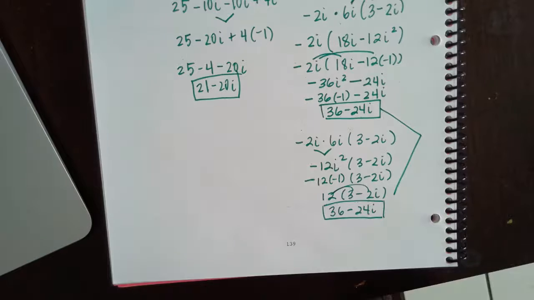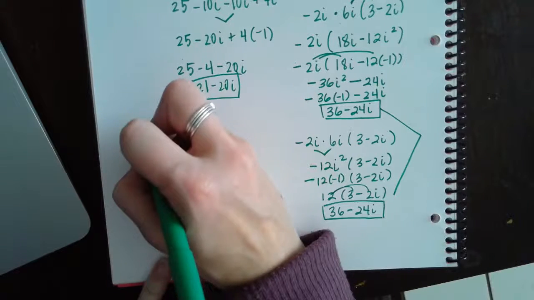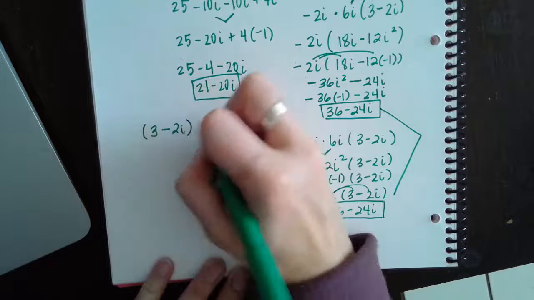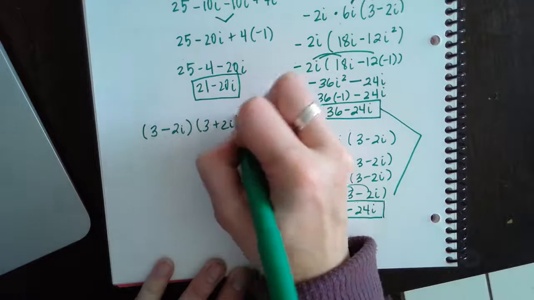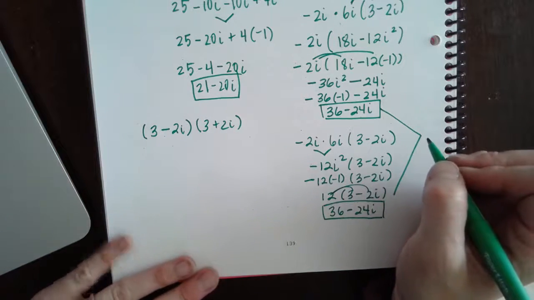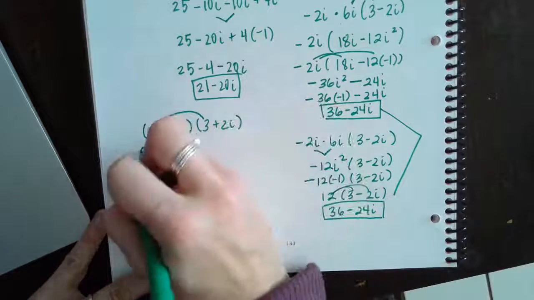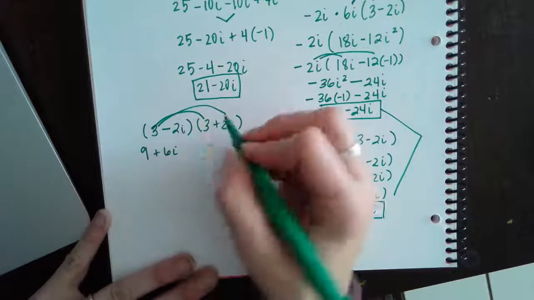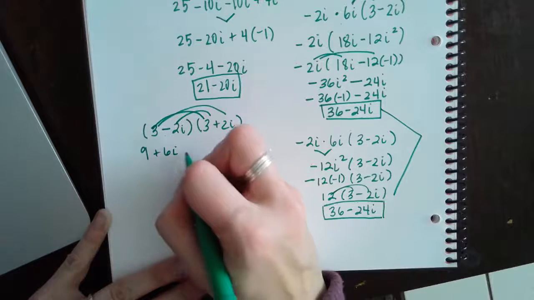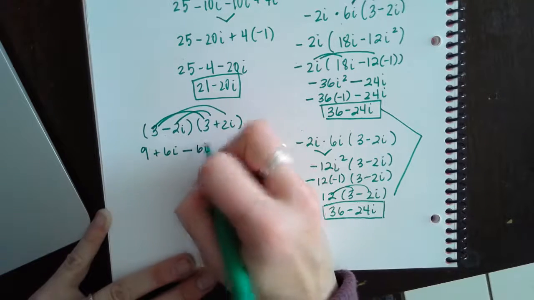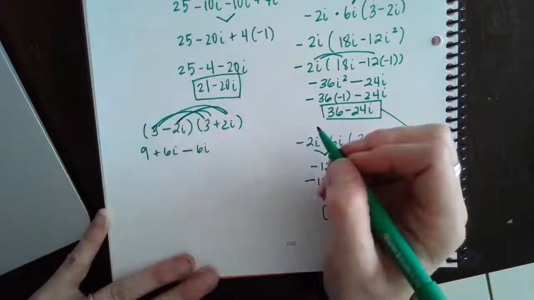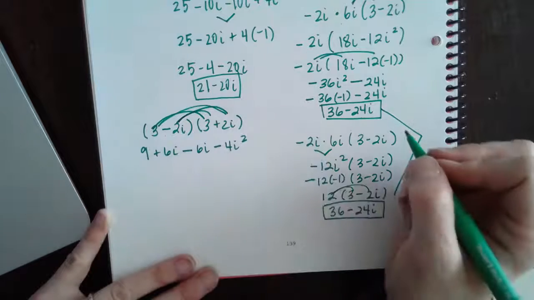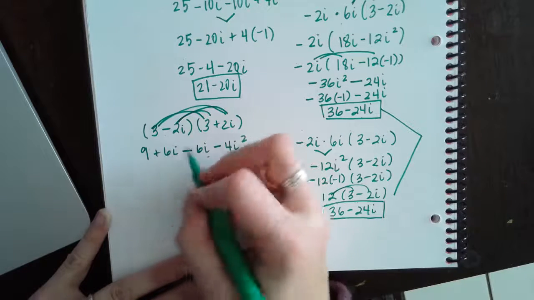And then lastly, let's do one more example. We'll do 3 minus 2i times 3 plus 2i. So we're going to distribute. 3 times 3 is 9. 3 times 2i is 6i. Negative 2i times 3 is negative 6i. And negative 2i times 2i is negative 4i squared. Okay, these cancel out: positive 6i, negative 6i, gone.